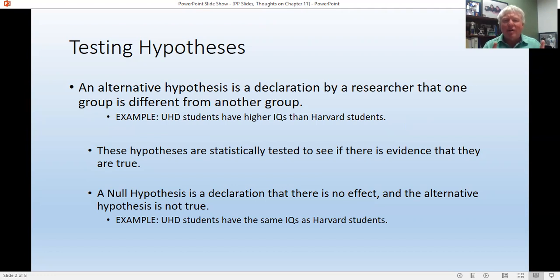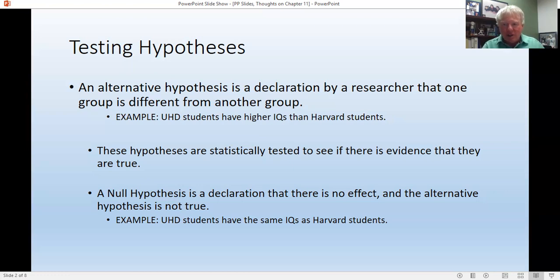These hypotheses are statistically tested to see if there's evidence that they are true. And then we report that evidence, okay? Now, we don't prove that our alternative hypothesis is true with statistics. You can't prove anything with statistics, but you can use that data to support your conclusions, okay?